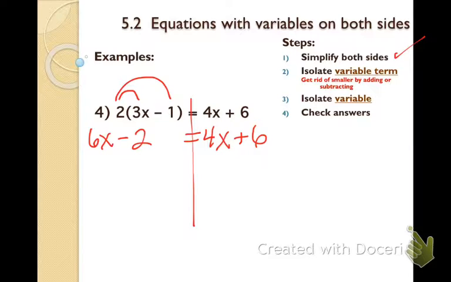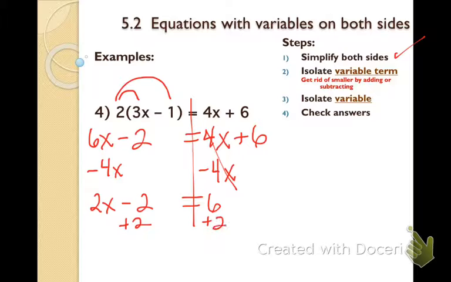That didn't take much. Now I'm going to isolate the variable. Well, first I need to get rid of the smaller variable. So I have 6x and 4x. I'm going to get rid of 4x. It's positive 4x, so I'm going to subtract 4x on both sides. 2x minus 2 equals 6. Add 2 to both sides.